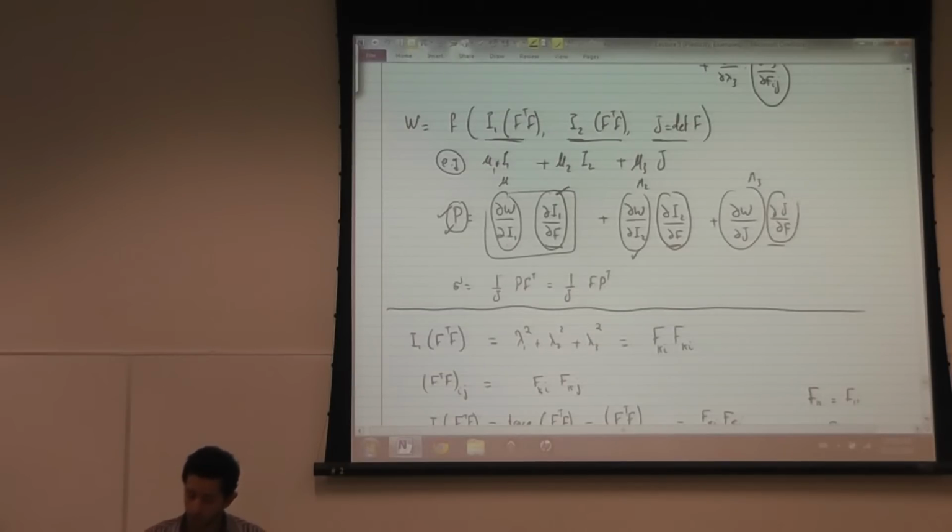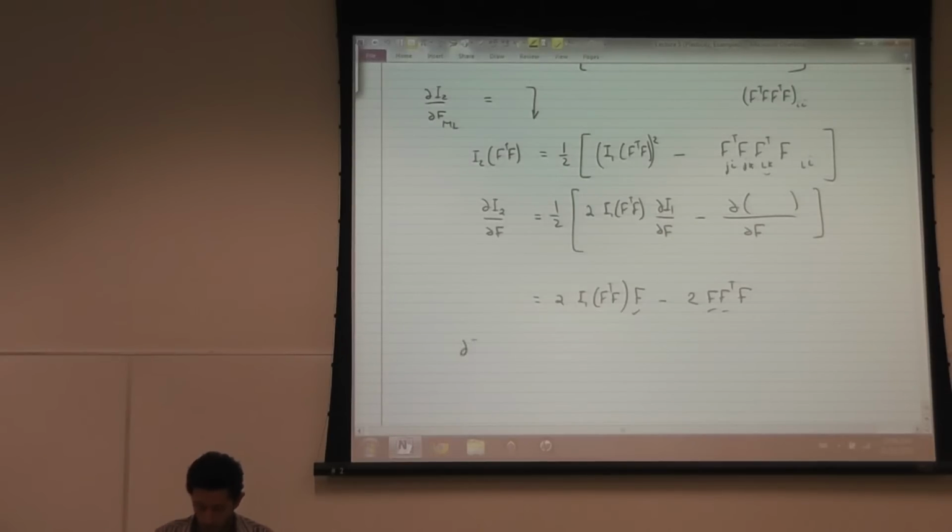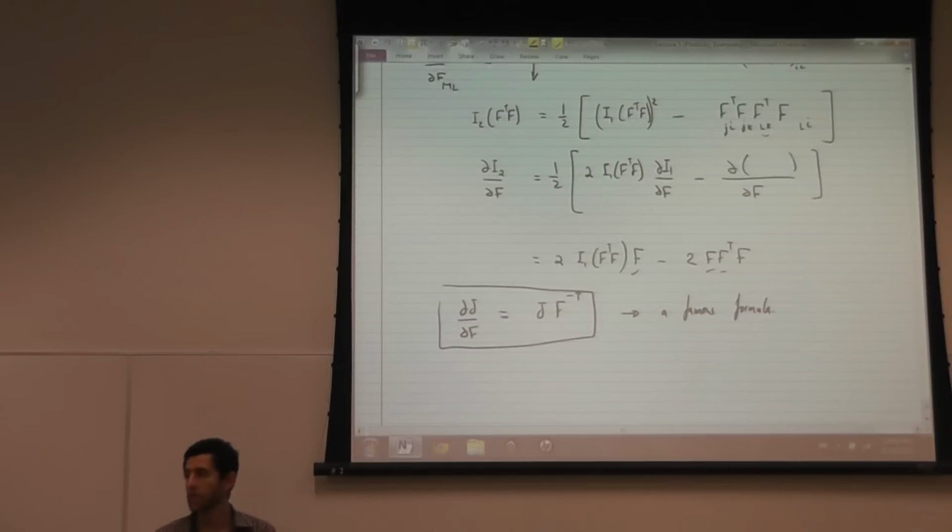And what's left is partial J by partial F. It's a famous formula called the Jacobi formula. It's equal to J F negative transpose, and the proof is in the notes. There are many other proofs available, but basically what it says is that the rate of change of the determinant with each of the components of F is equal to J multiplied with the F negative transpose.